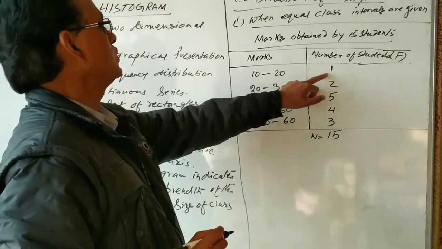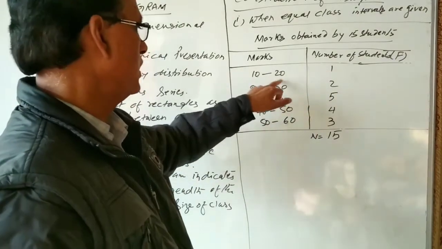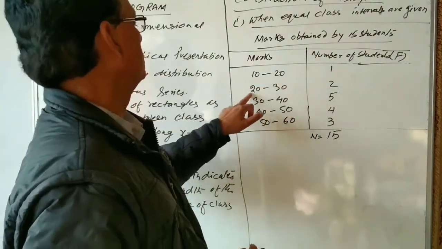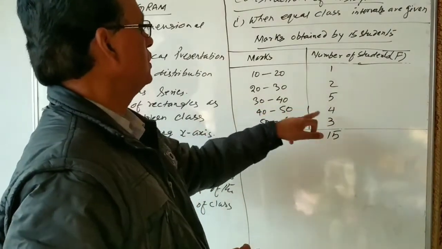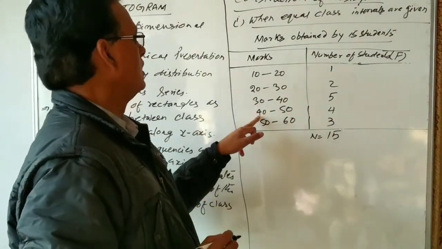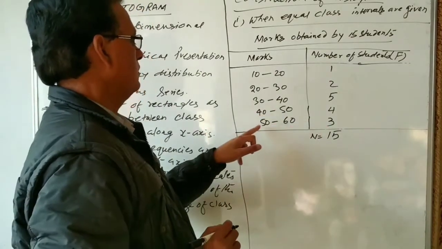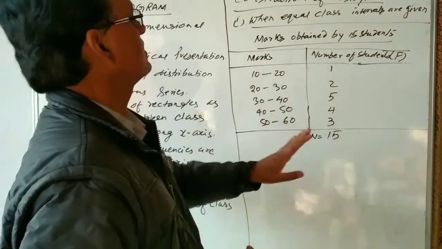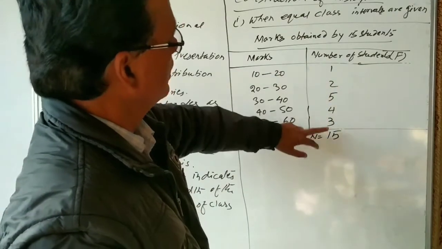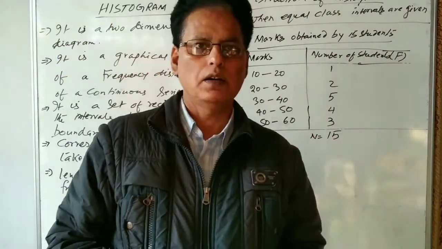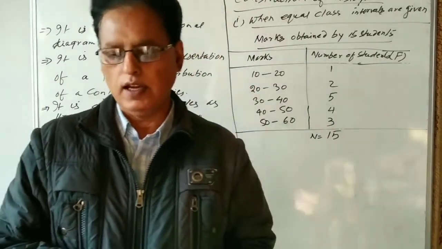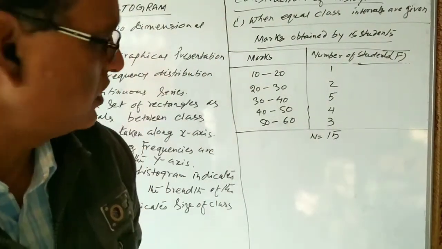One student got the marks between 10 to 20, 2 students got the marks between 20 to 30, 5 students got the marks between 30 to 40, 4 students got the marks between 40 to 50, 3 students have got the marks between 50 to 60. So total students are these 15 students, and how can we represent this data with the help of a histogram?